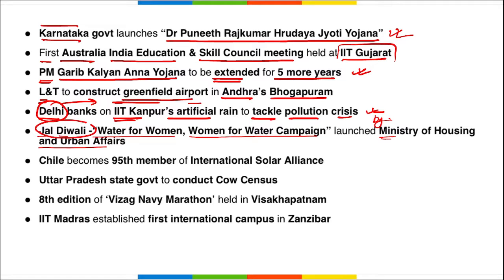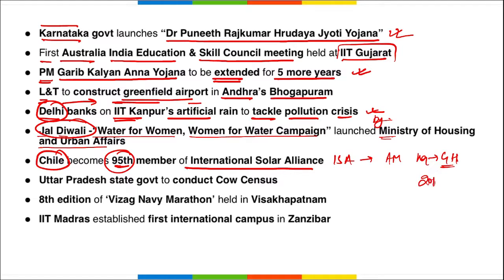This campaign, Jal Diwali. Then Chile, it became the 95th member of International Solar Alliance. Who is the project manager here or project director? Ajay Mathur. Headquarters is in Gurugram, Haryana, right? And it was started in 2015 and joint venture between India and France.